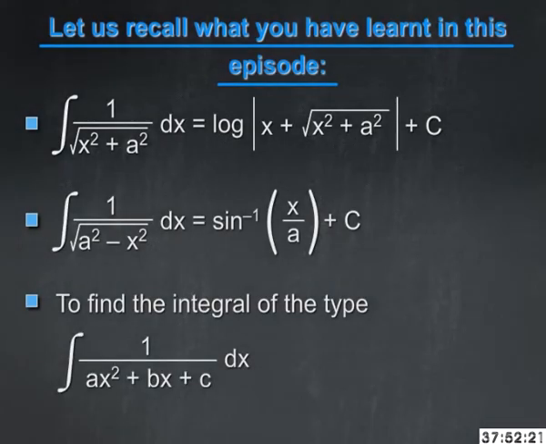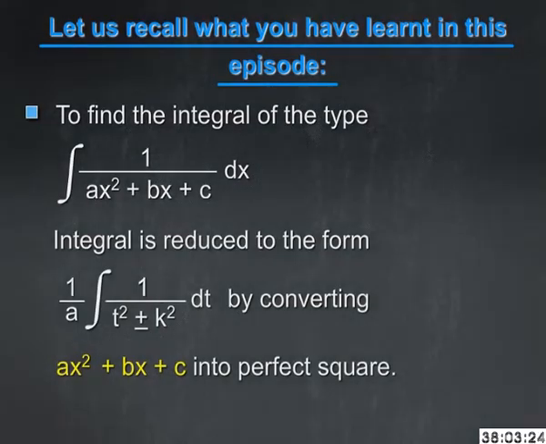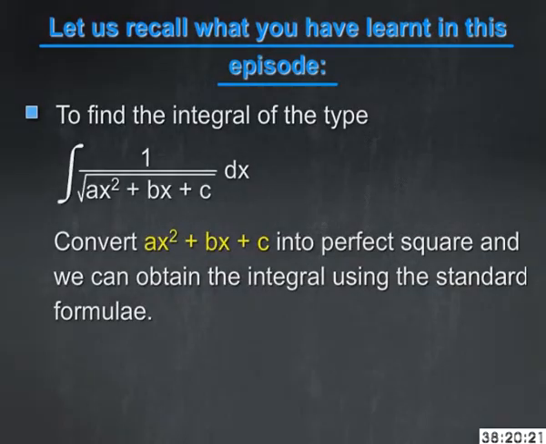To find the integral of the type integral of 1 upon a x square plus bx plus c with respect to x, the integral is reduced to the form 1 upon a into integral of 1 upon x square plus minus a square with respect to x by converting a x square plus bx plus c into perfect square. To find the integral of the type integral of 1 upon square root of ax square plus bx plus c with respect to x, convert ax square plus bx plus c into perfect square, and we can obtain the integral by using standard formulae.